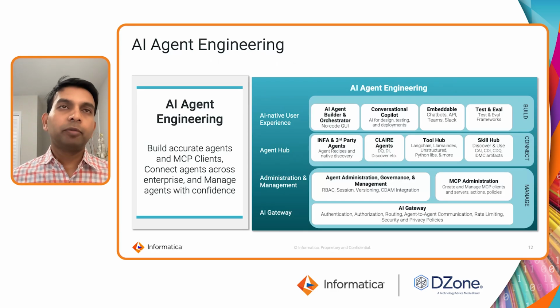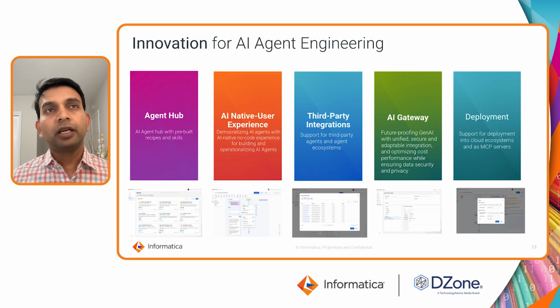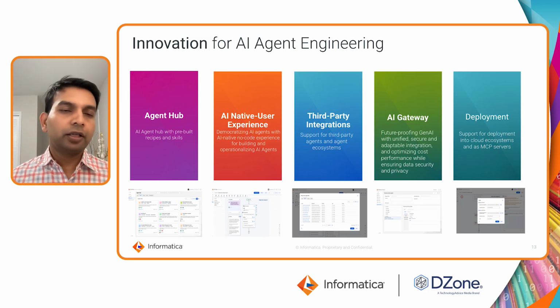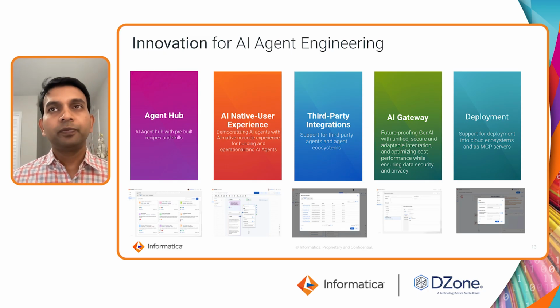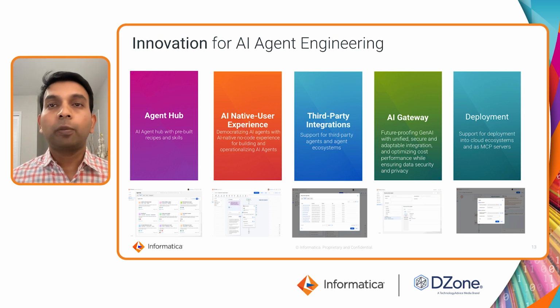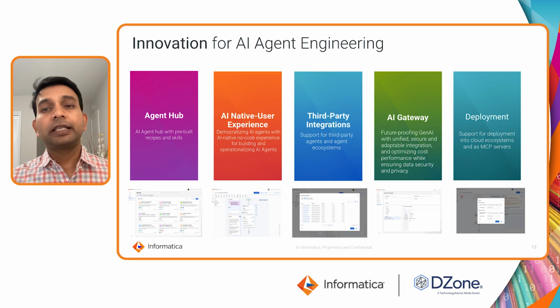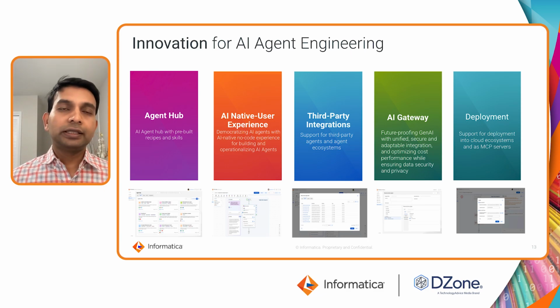And all these capabilities are available as part of our AI agent engineering, including Agent Hub, the no-code interface, the third-party integrations that I talked about with Tool Hub, the Skill Hub, where you can discover all these different native capabilities, including AI Gateway, which can give you rate limiting, security, operational policies for your AI agents as well. And we have many different use cases of how you can use these MCP tools.